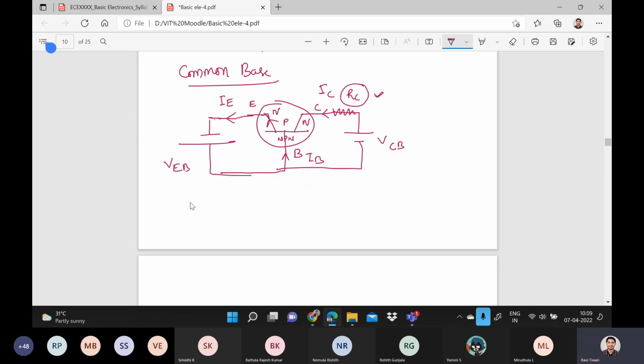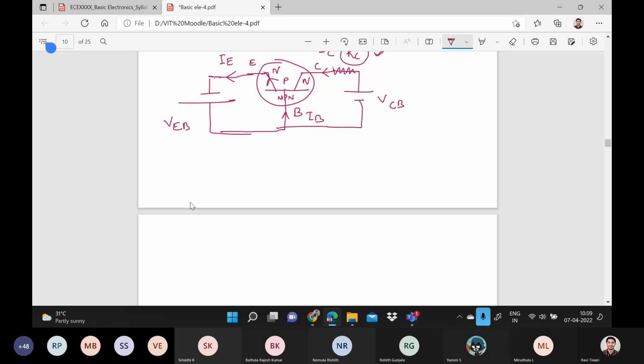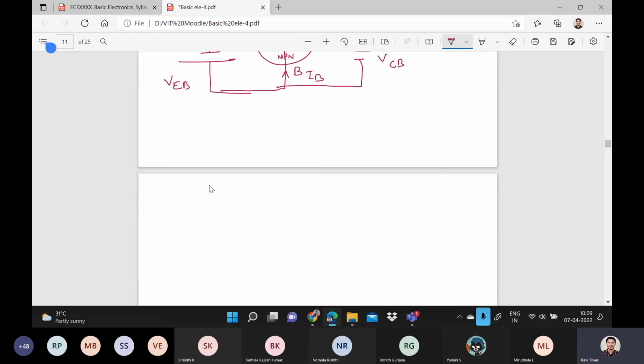Right. So here in this case, as you know, this is forward biased, right? So here the ratio of this is called the current amplification factor. Current amplification factor in case of common base configuration has come into existence.